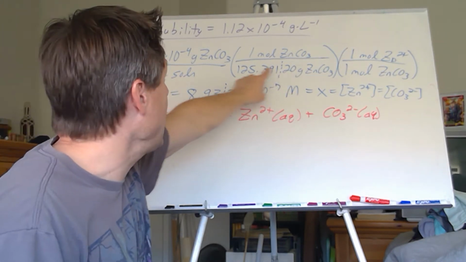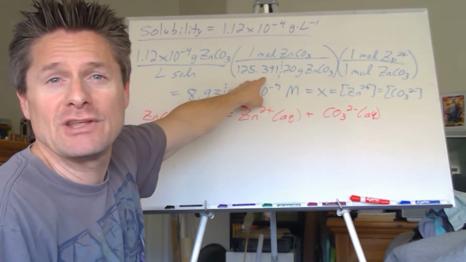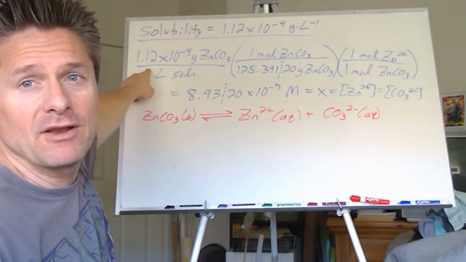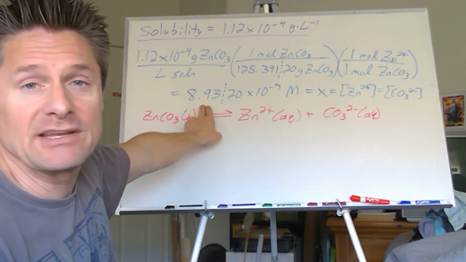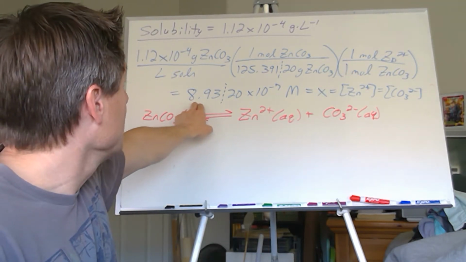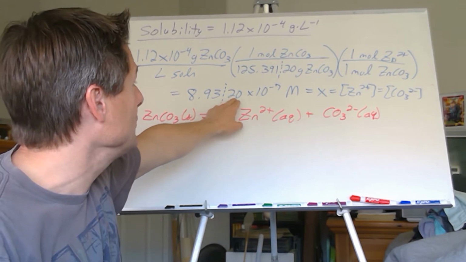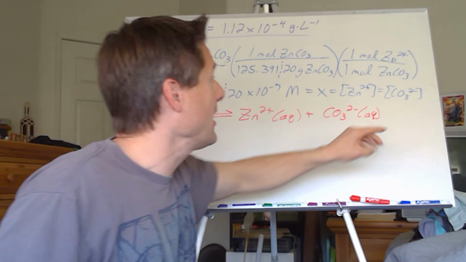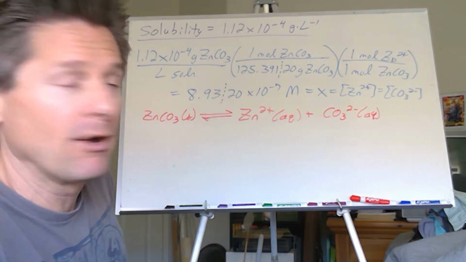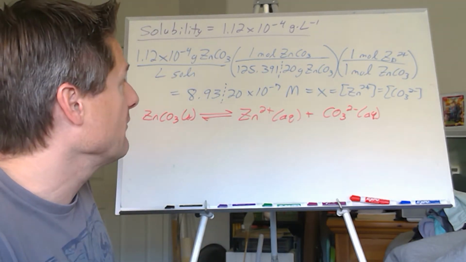So if you calculate that out, we got 6 significant figures in the molar mass, 3 significant figures in the solubility. The mole-to-mole ratio is exact, so I'm going to be good to 3 significant figures. So that would be 8.9320 times 10 to the minus 7th moles of zinc ion per liter solution, which is molarity. Right? And that's good to 3 significant figures.